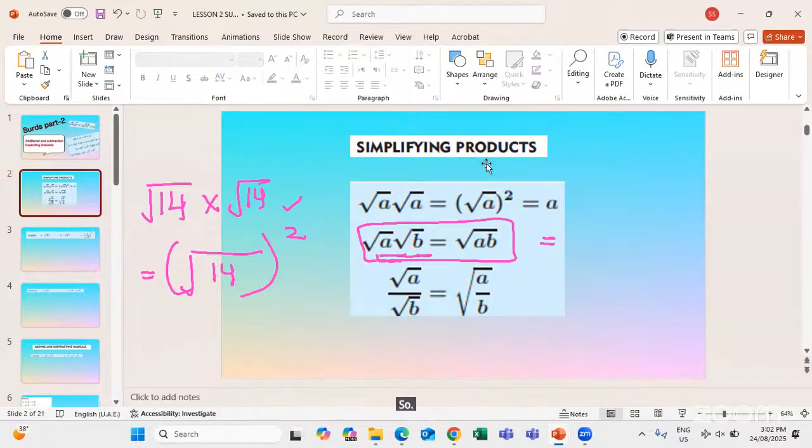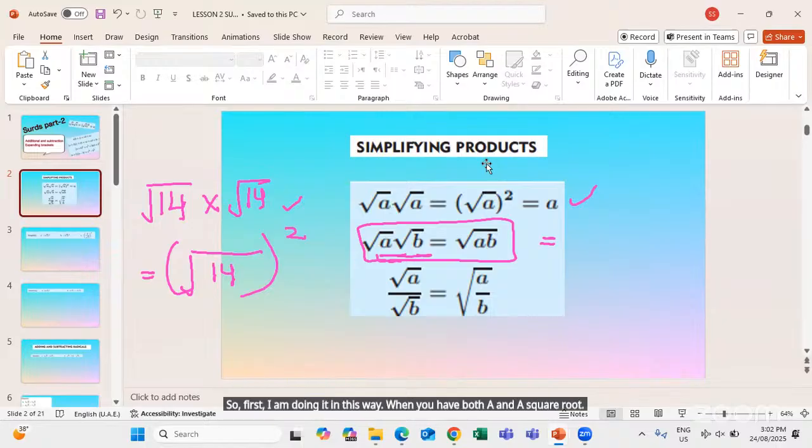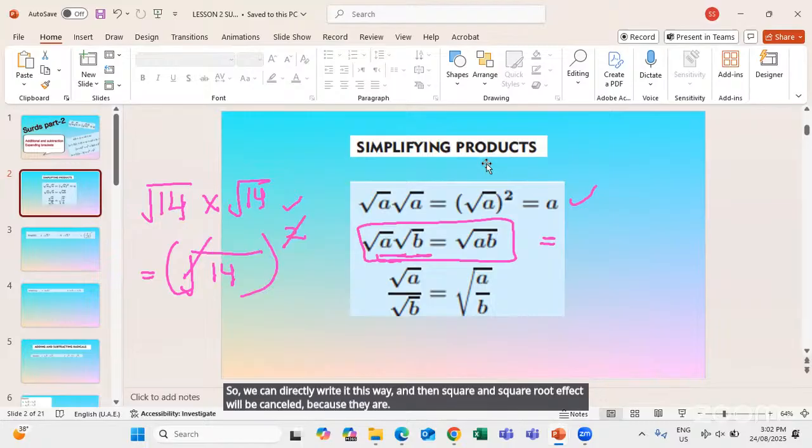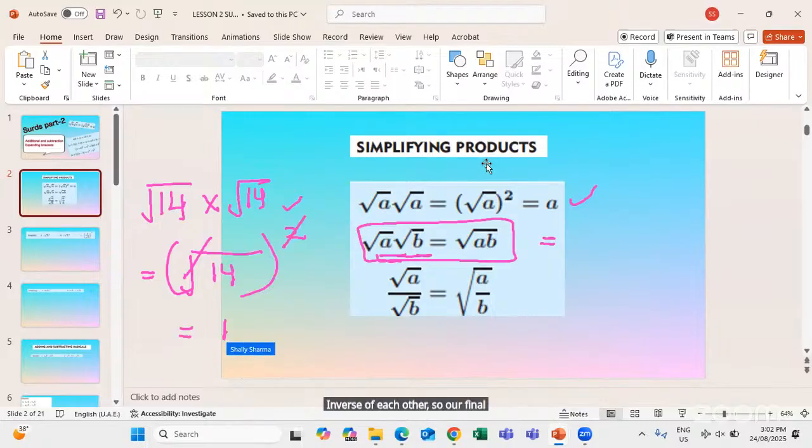So first I am doing it this way. When you have both the same square roots, we can directly write it this way, and then the square and square root effect will be cancelled because they are inverses of each other. So our final answer will be just 14.